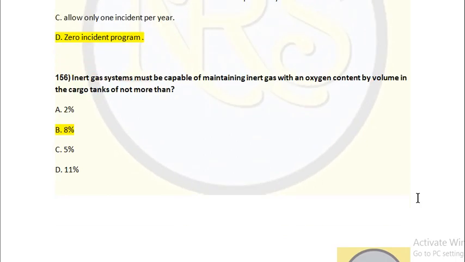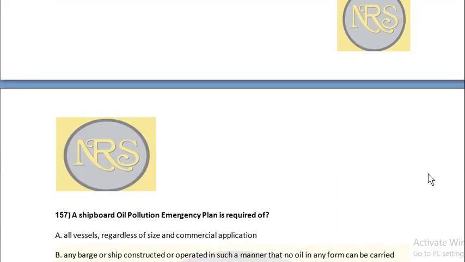Question number 156. Inert gas system must be capable of maintaining the inert gas with an oxygen content by volume in the cargo tank of not more than: option A 2%, option B 8%, option C 5%, option D 11%. The correct answer is option B, 8%. This is a SOLAS requirement at any cost. Inert gas should not be put inside the tank at more than 8%. So option B is correct answer for question number 156. That is what ISGOTT is also saying.